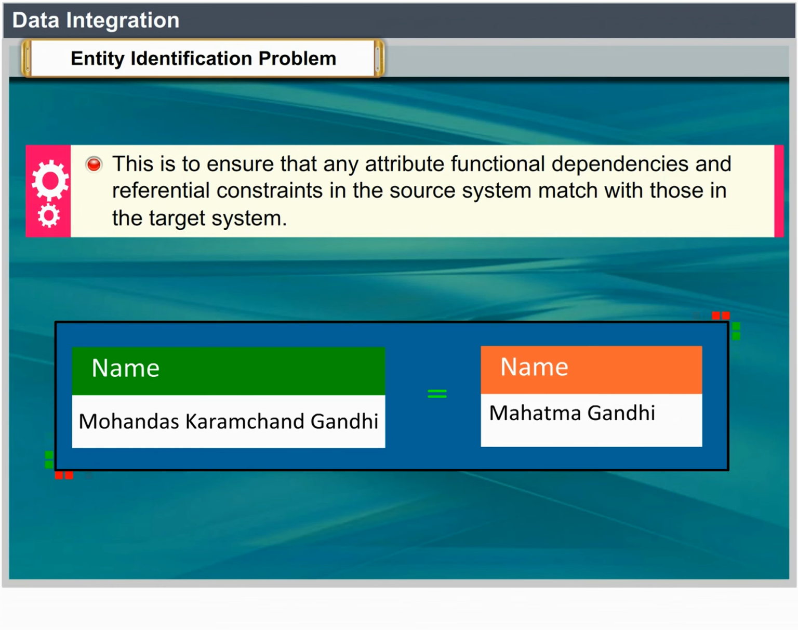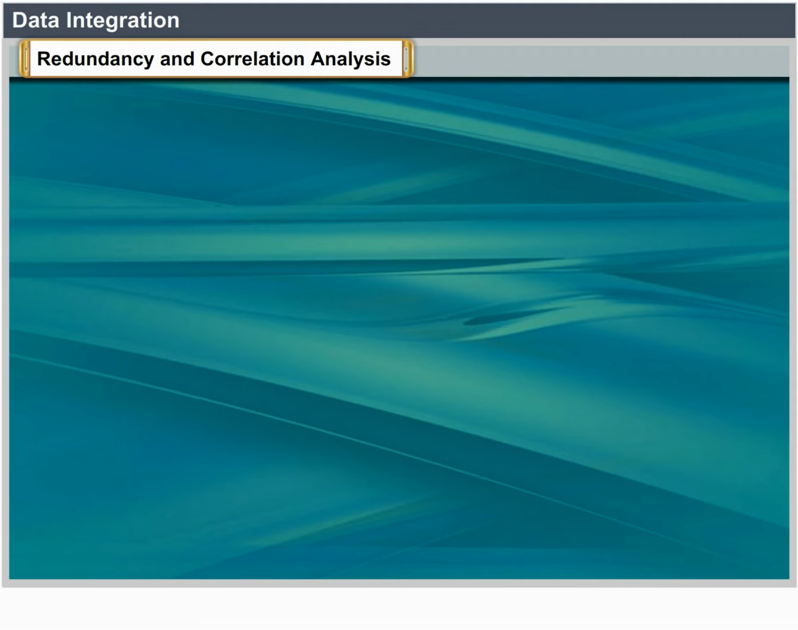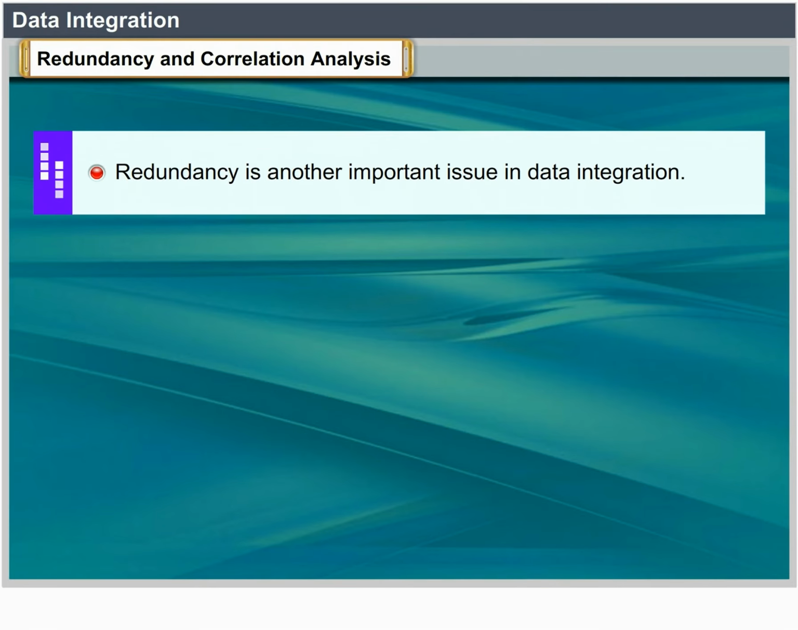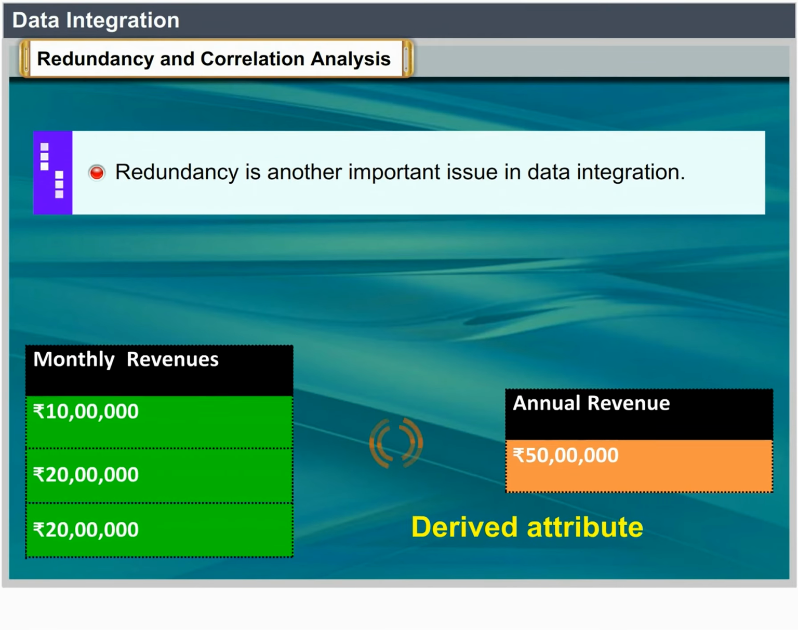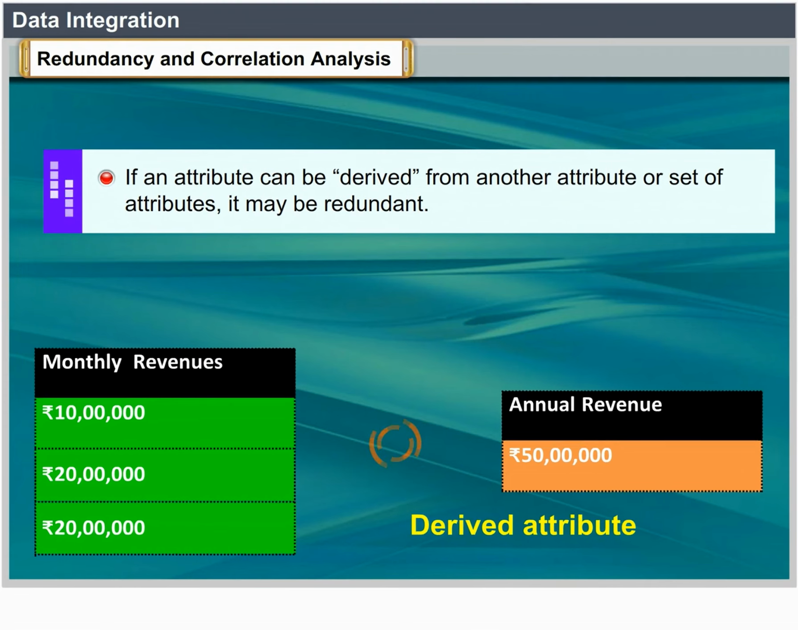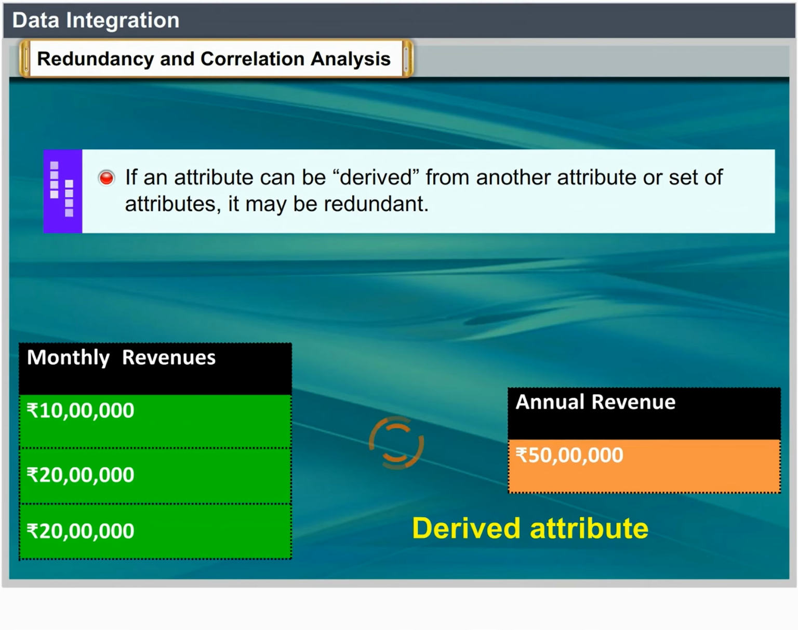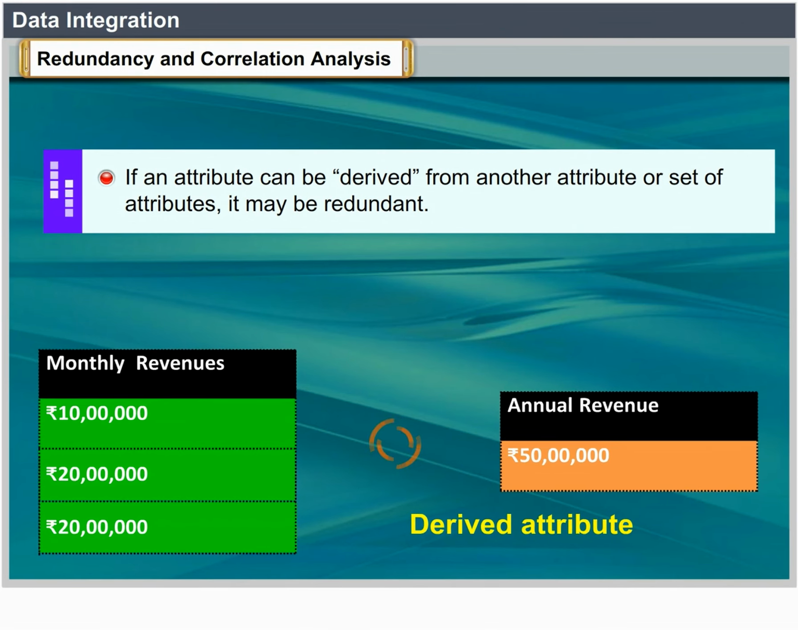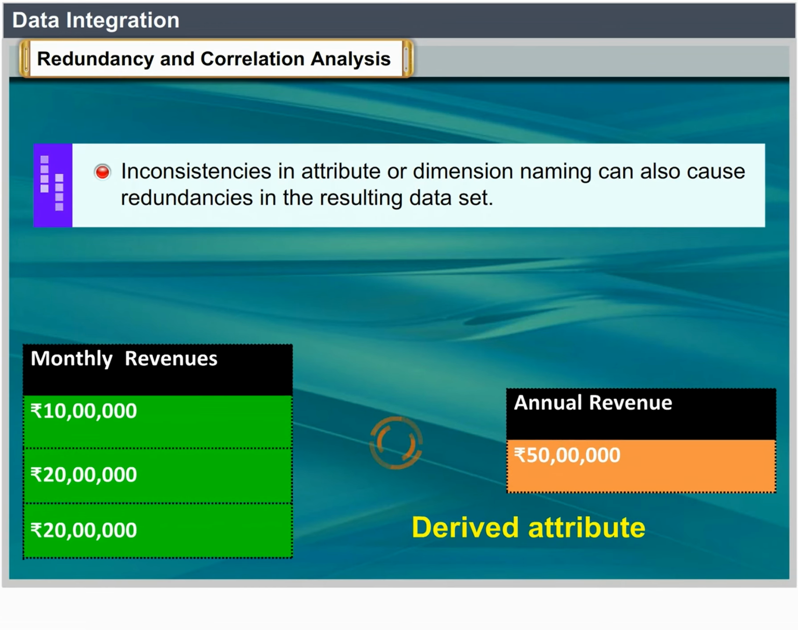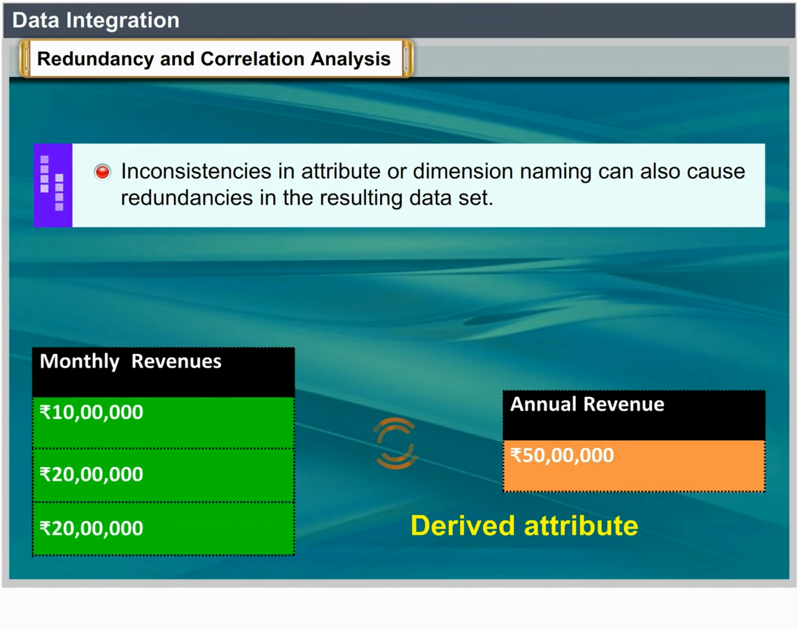This is to ensure that any attribute functional dependencies and referential constraints in the source system match those in the target system. Redundancy and correlation analysis. Redundancy is another important issue in data integration. An attribute may be redundant if it can be derived from another attribute or set of attributes. Inconsistencies in attribute or dimension naming can also cause redundancies in the resulting dataset.